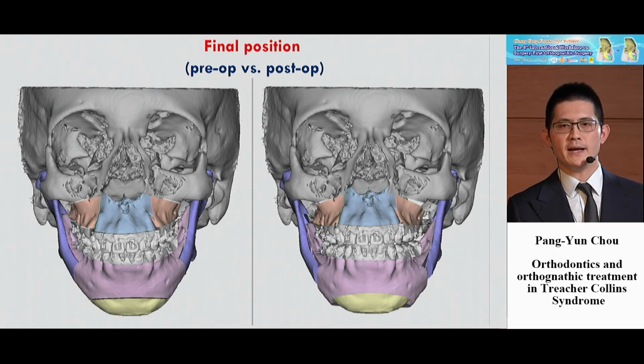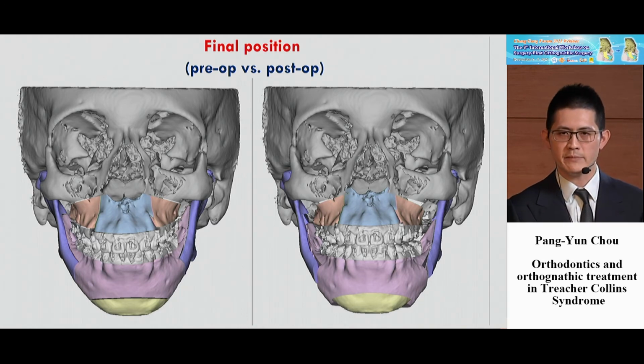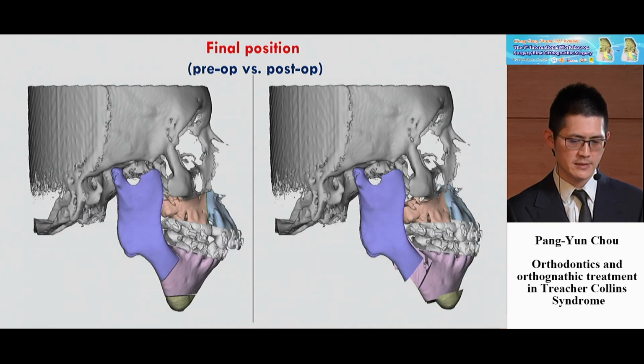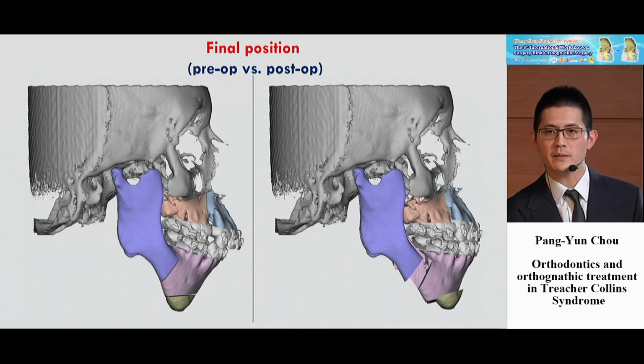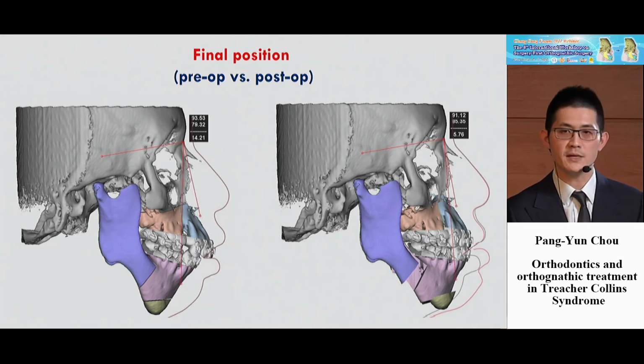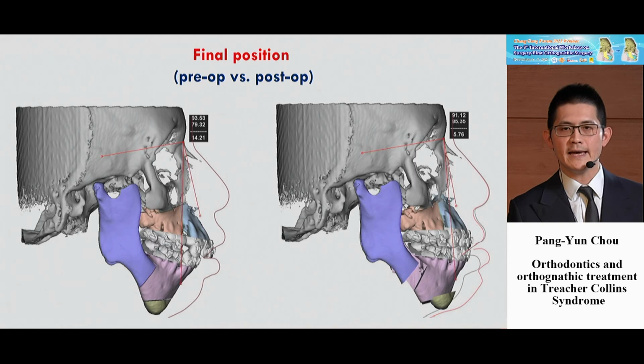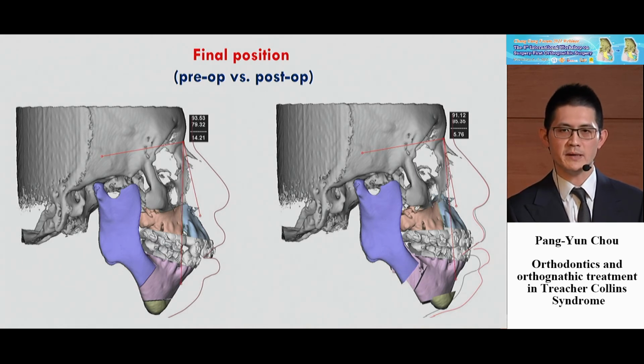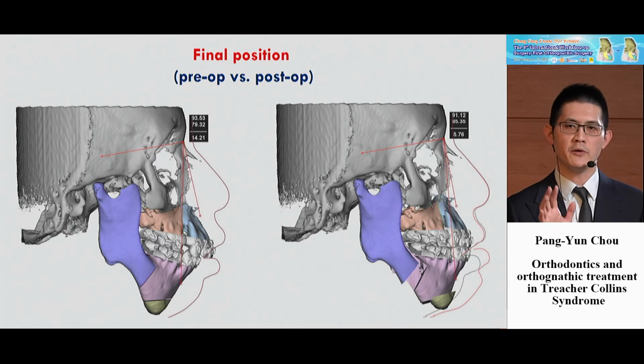After we close the bilateral proximal segments and reduce the bilateral gap between the segments, this is the final software decision for the patient. Pre, and this is the post. And the pre and the post. Originally, the ANB angle is probably around 40 degrees. After the simulation, we reduced the angle to only 5 degrees.